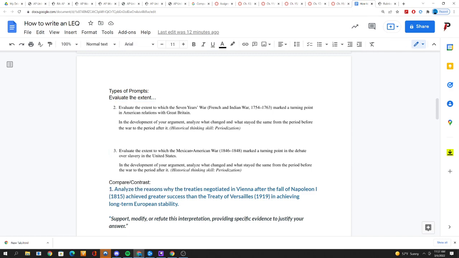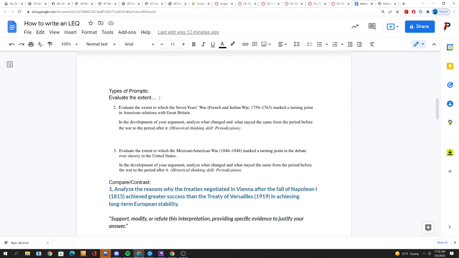Another way to interpret this prompt, and one way that's really helpful for students, is to essentially say, to what degree was the Seven Years' War important to American relations with Great Britain? And of course, you evaluate the argument, analyze what changed and what stayed the same. So that's asking you not only how important was this event, but was it super important? Was it not important? Or was it kind of in the middle?